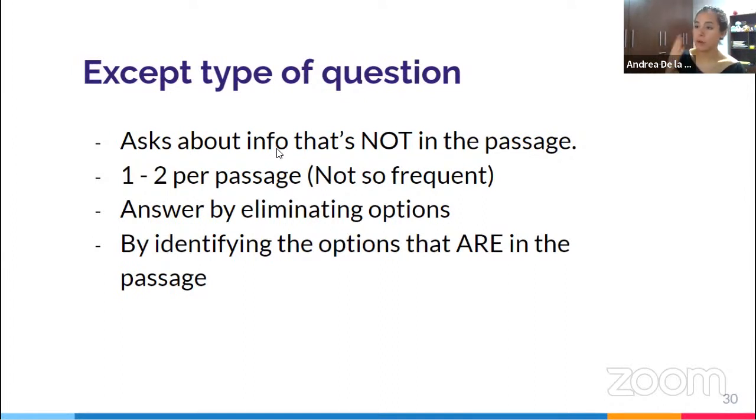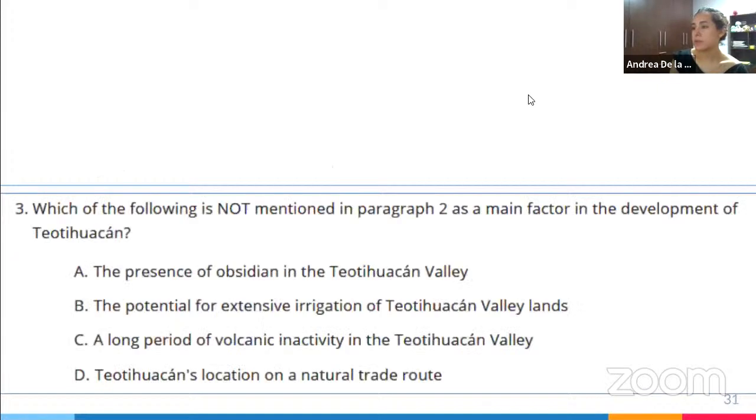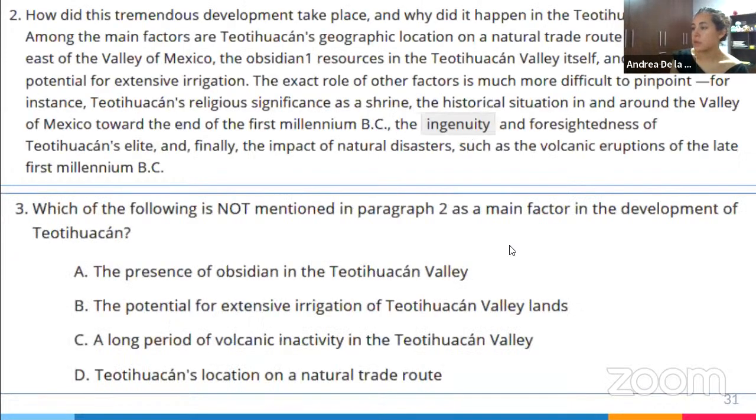So you will have 4 options. Among the 4 options, 3 of them are going to be directly mentioned, and 1 of them will not have been mentioned. So you need to choose the one that's not mentioned, okay? So it's kind of like the reverse of the previous one. Let's see how this works.